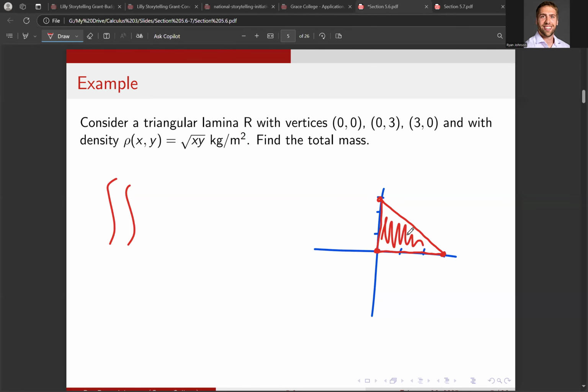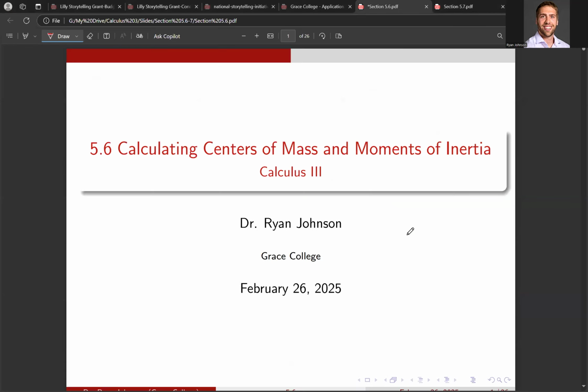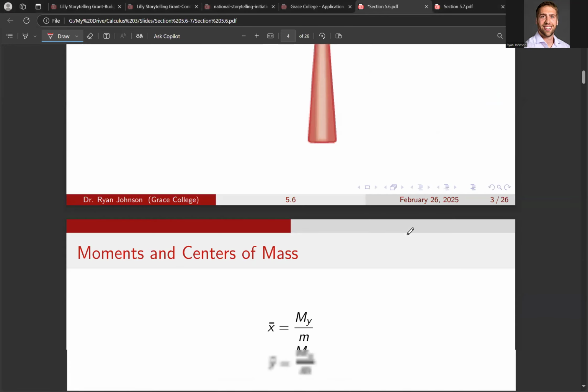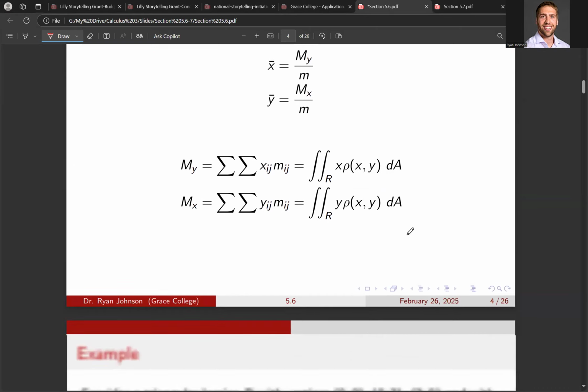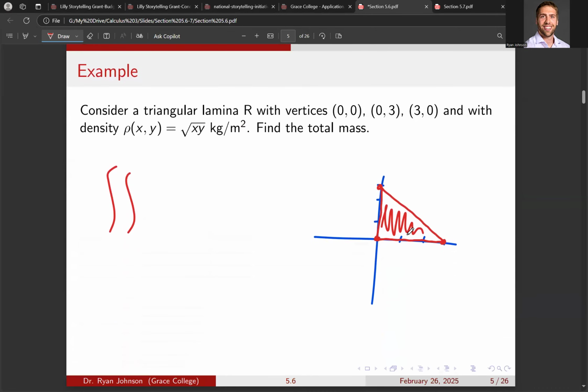All right, Sophia, I forgot to start this, so I'm just going to give you the rundown real quick and check the slides out. But we just looked at these formulas, and now we're going to find the mass of this guy.